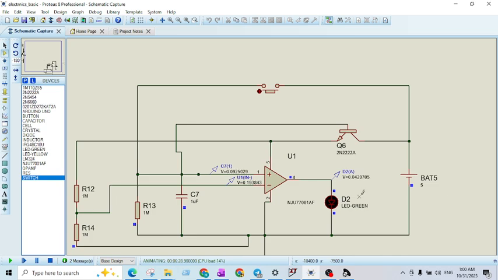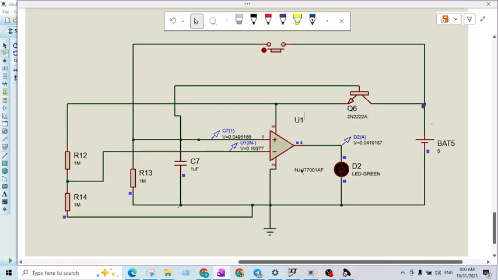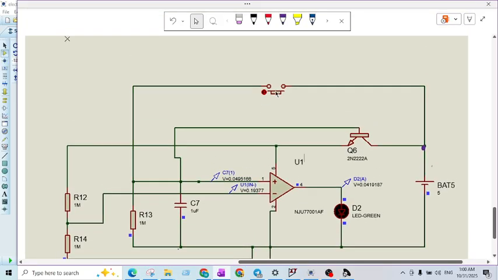So let's see how this circuit actually works. If you understand the mechanism of this circuit, you can control the time period of this circuit. Okay, so let's start. Let's say this is the circuit and you press the push button.